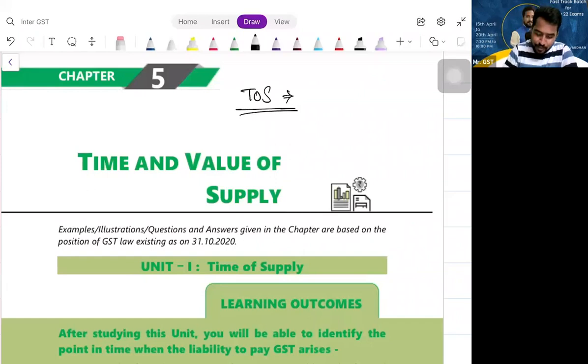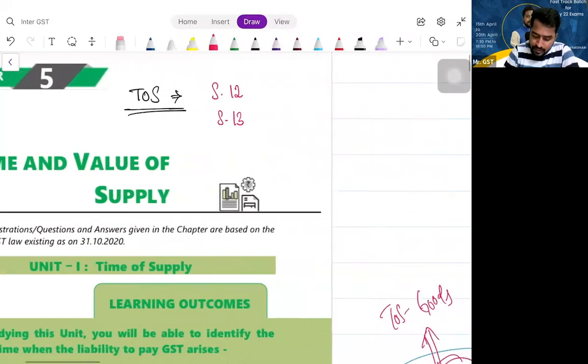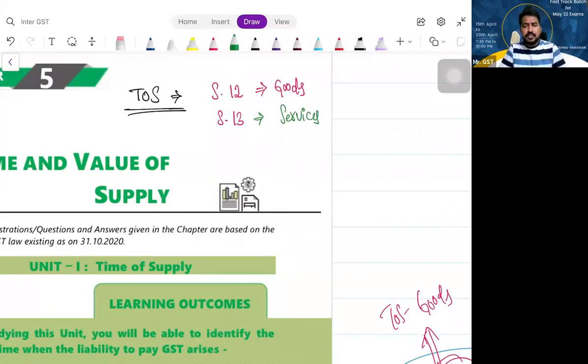So what are the sections we are going to discuss in this particular chapter? Section number 12 and section number 13. Section 12 deals with time of supply with respect to goods, and section 13 deals with time of supply with respect to services. Clear? So two sections, very easy. These two sections will talk about time of supply.